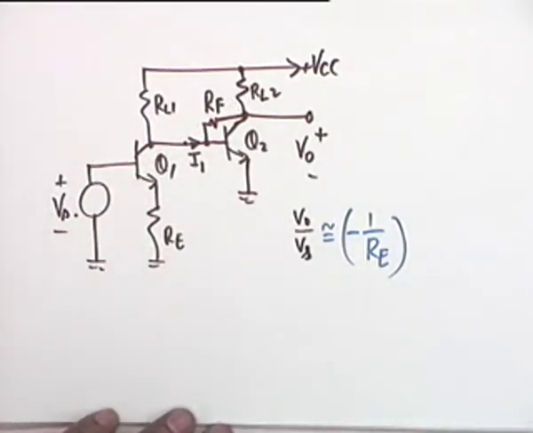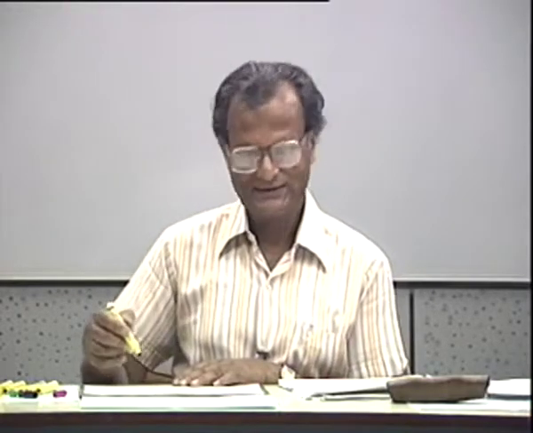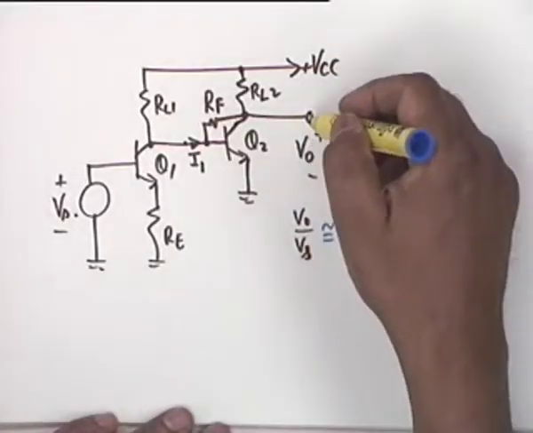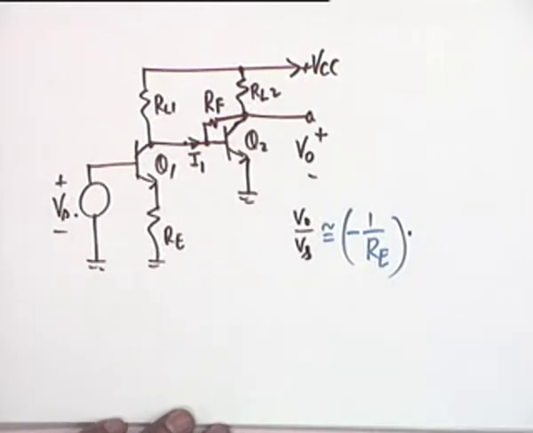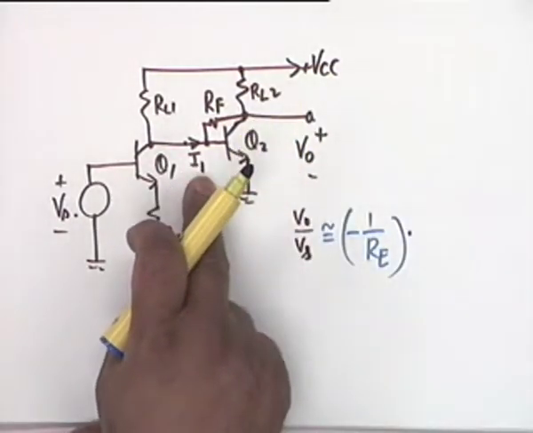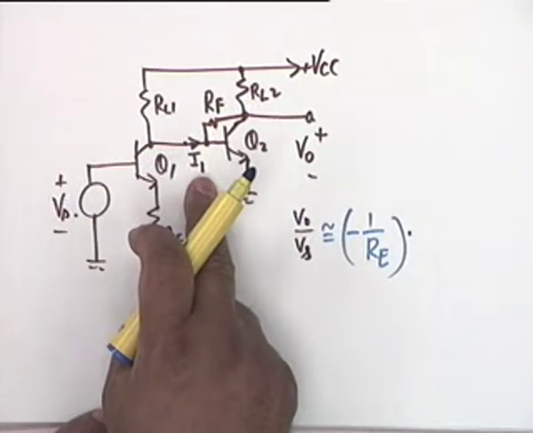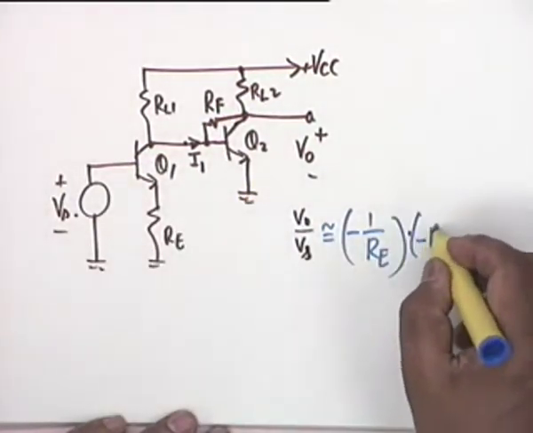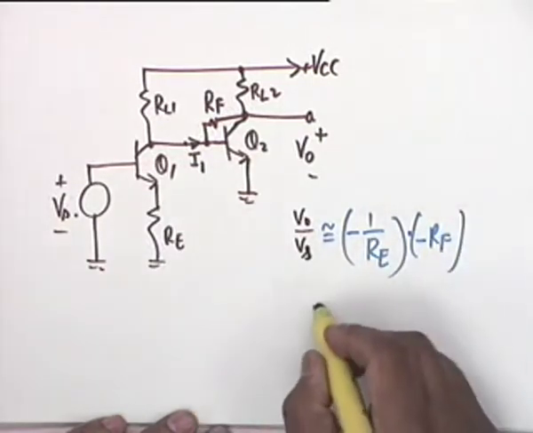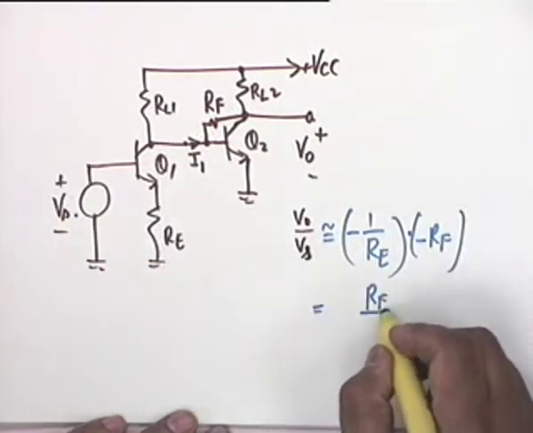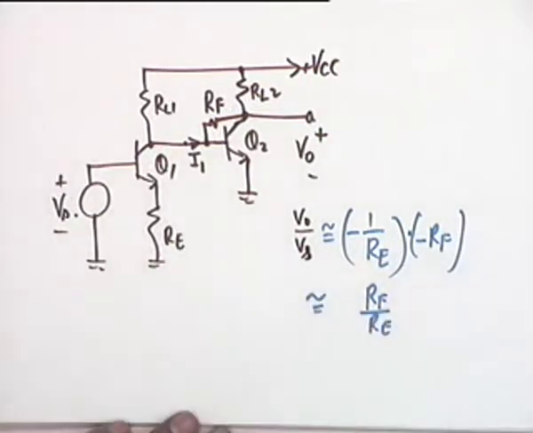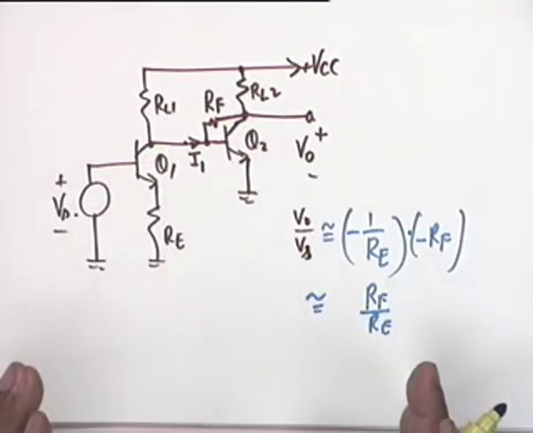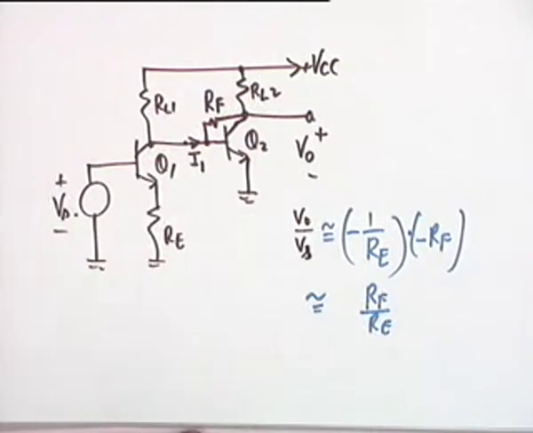Pardon me? I1 by Vs is minus 1 by RE. That's right. Therefore, I am going to multiply this by V0 by I1. V0 by I1, we showed that if beta is high, then this is approximately minus RF. That's all, nothing else. And therefore, this is equal to RF by RE, approximately. This is the mid-band value, and that is how one estimates the gain that you will get from this stage.